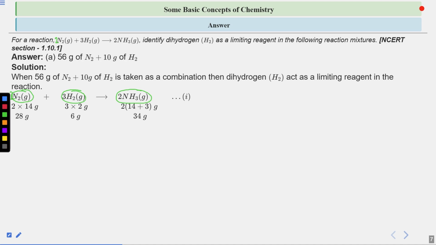Then we have 2 moles of ammonia. Ammonia has a molar mass of 17, so 2 multiplied by 17 is 34. Got it? So we have calculated the respective mass with the help of the number of moles. Students, if you balance this equation, the formation of ammonia, you will get 2.